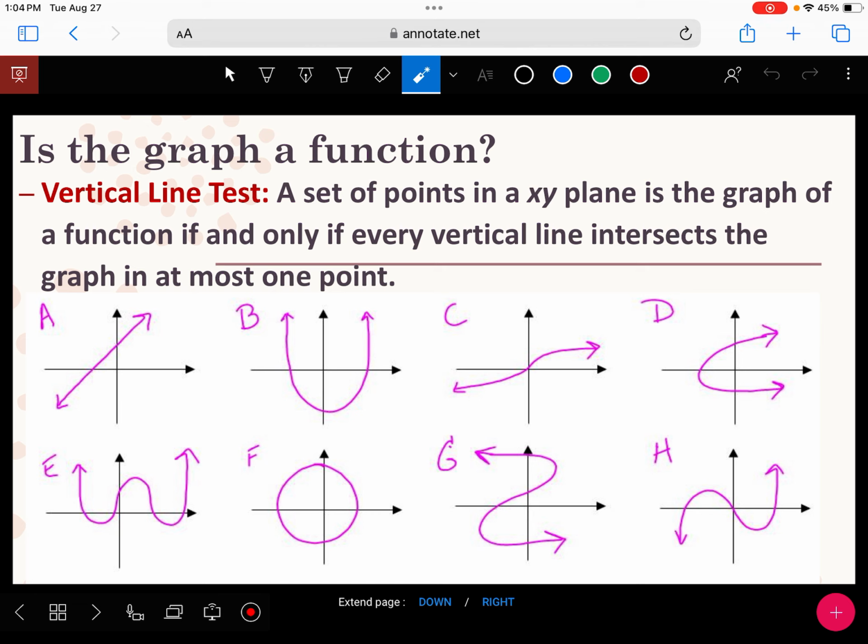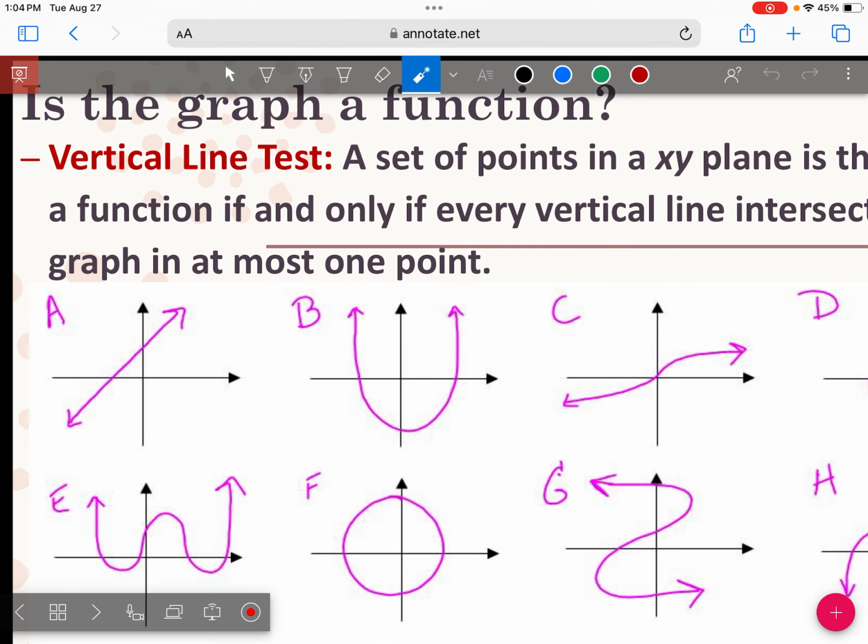Okay, so simply put, if you can draw a vertical line and it crosses the graph more than once, it fails the test. So when we look at A, can we put our phones away, please? Thank you. I appreciate it. So when we draw a vertical line, how many times does it cross the graph for A? So that would pass. So that would be a yes. What about B? Yes. All right.